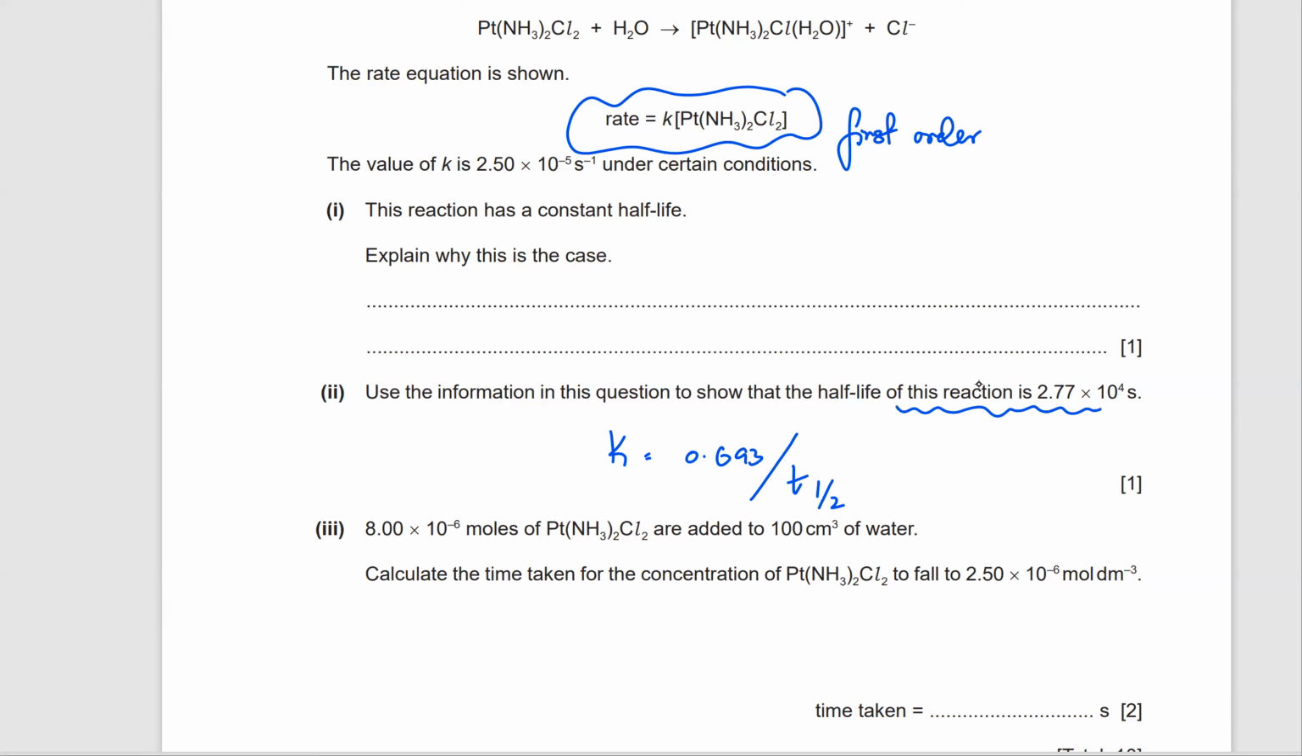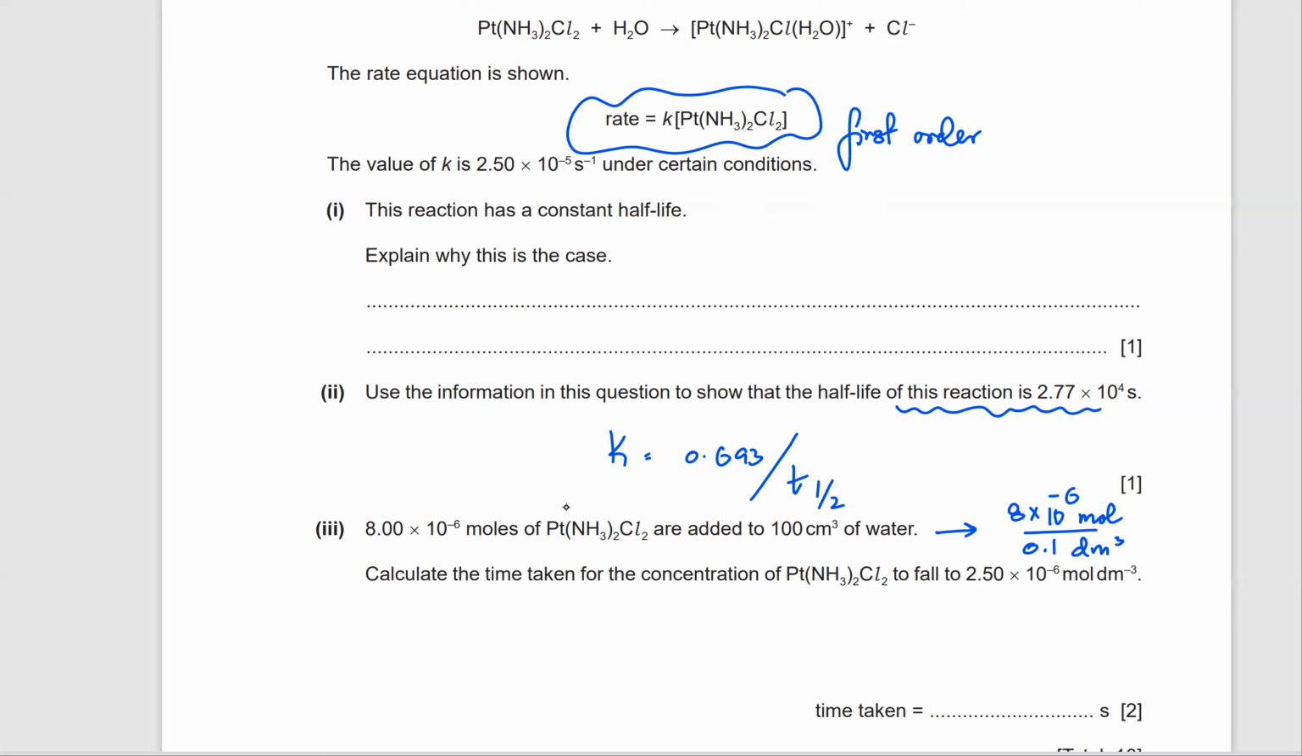Now the other thing is, in part 3, he's saying that there's 8 times 10 power minus 6 moles of this thing, added to 100 cm³ of water. Can you find the concentration of this thing? What is concentration? Moles over volume, right? So there's 8 into 10 power minus 6 moles in what volume? 100 cm³. 100 cm³ is 0.1 dm³, right?